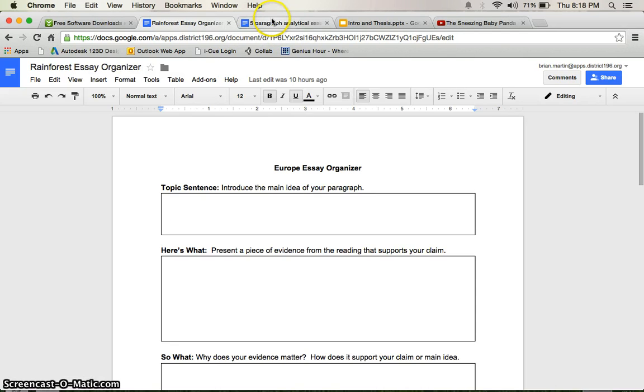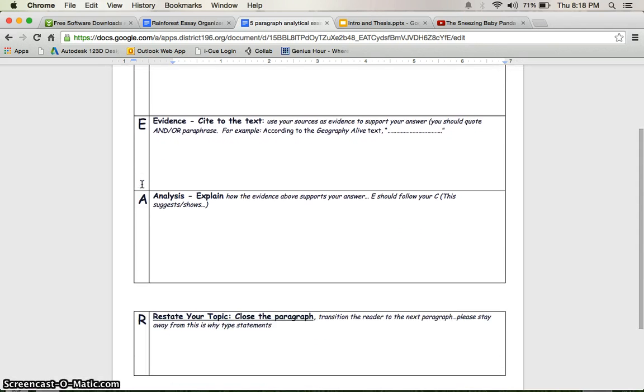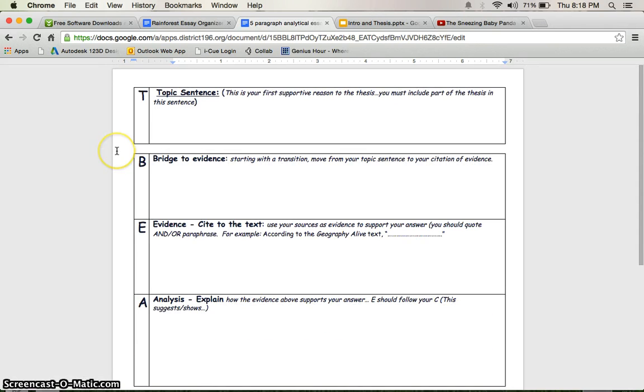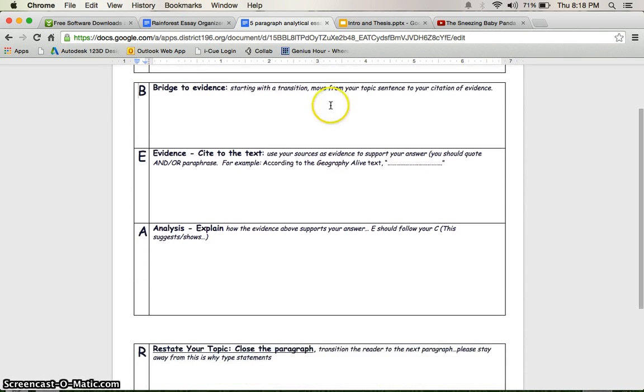The new graphic organizer I'm going to talk to you about today is called TBEAR, and you can see along the left side here, it is an acronym. And it works pretty similar, really, to how the here's what, so what, now what works. But I found in the past some people have found this to be a little more useful. Just like before, it starts off with the topic sentence. So kind of your first reason to your thesis. What are you supporting here? It's going to be really the introduction of the paragraph.